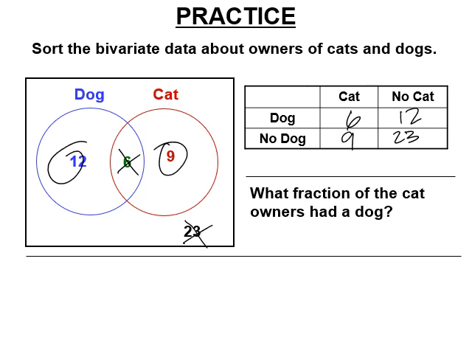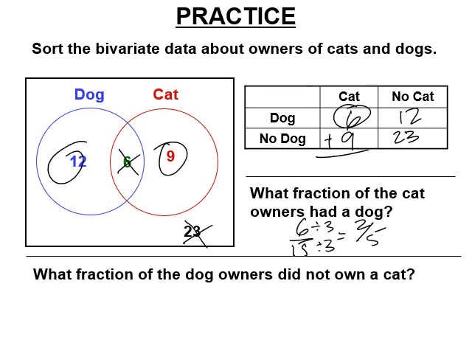What fraction of the cat owners had a dog? There were 15 total cat owners, and 6 of those 15 had a dog. Or 2/5 of the cat owners had a dog. So most cat owners don't own a dog. 3 out of 5 don't own a dog. It works that way.